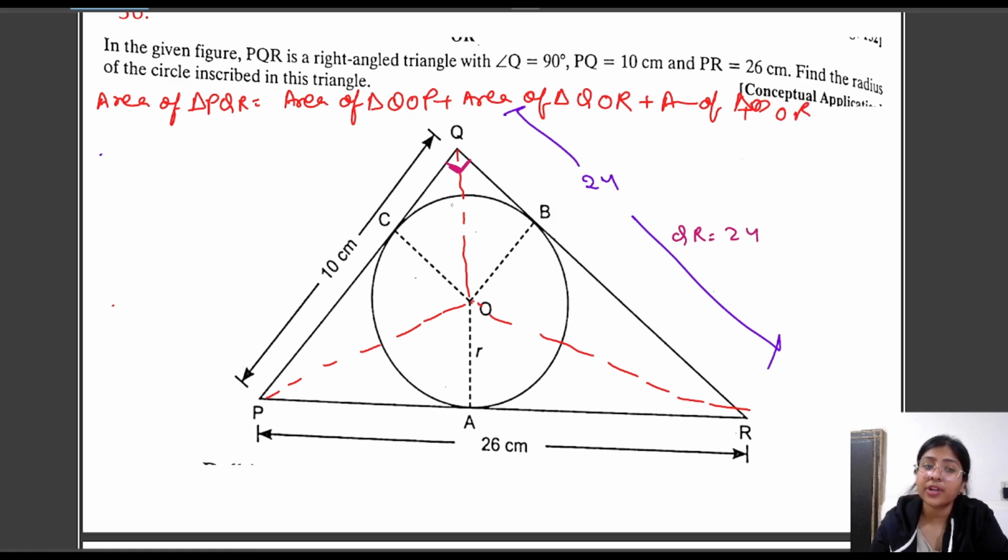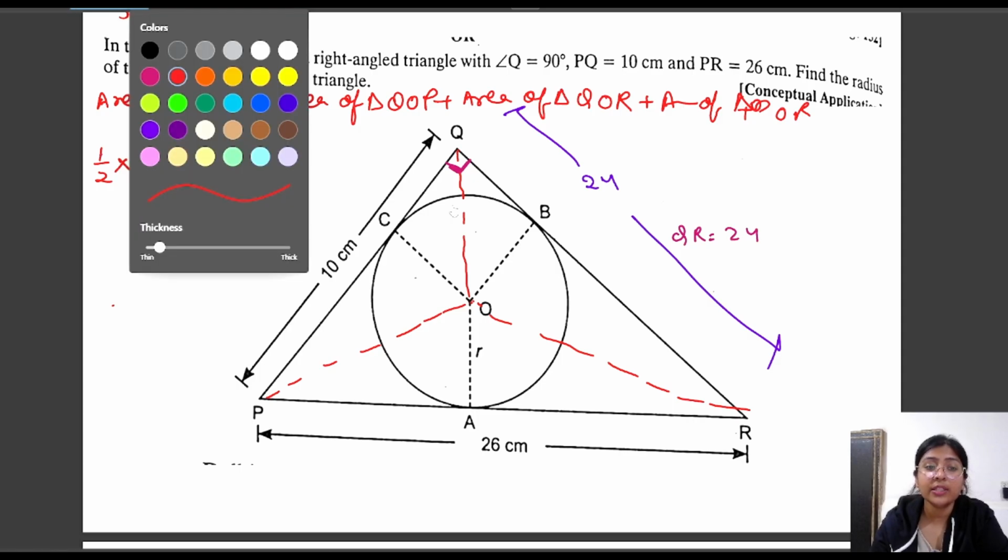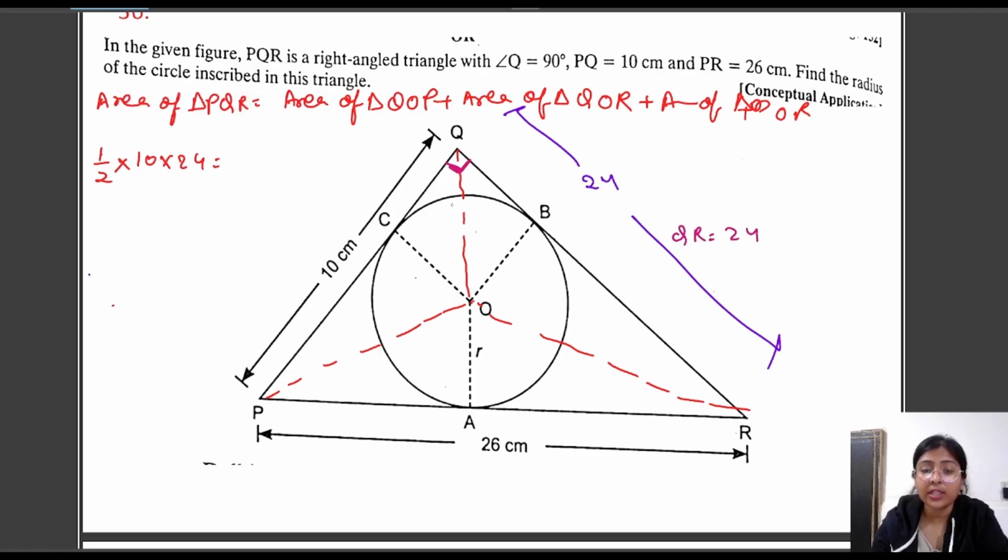Yes, we know the area of the triangle formula is half into base into height. Here in the bigger triangle, the base and height are 10 and 24. Okay, in these three smaller triangles, for this triangle, the perpendicular is of length r and the base is 26, 24 and 10.